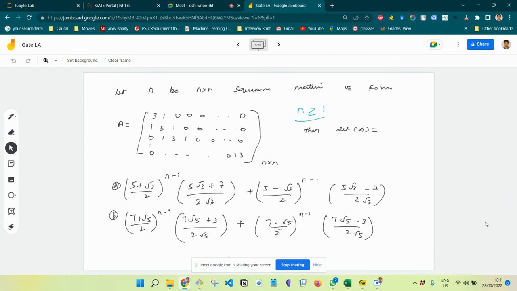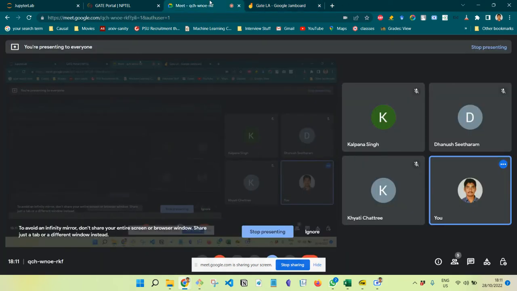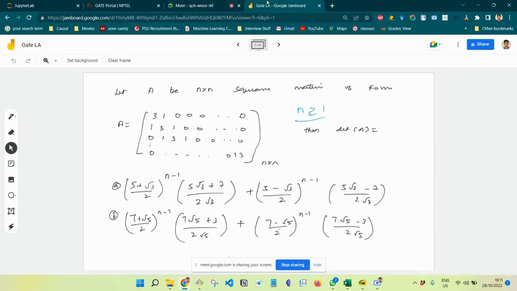Anyone? What is the determinant of A when n equals one? Maybe Kalpana, can you tell me what the determinant of A is when you put n equal to one? A will be just this entry. A will be just a one cross one matrix, and the entry is three.